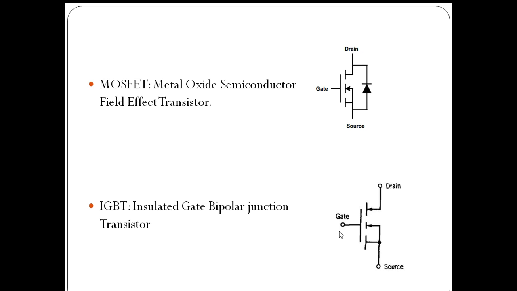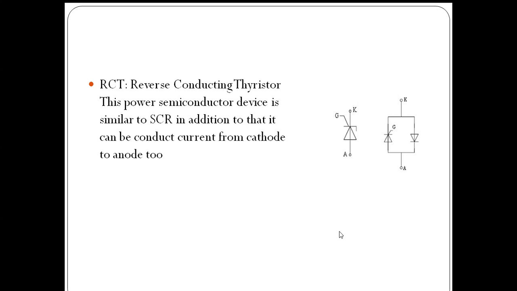Okay, now we'll switch over to the next one, RCT. RCT is also called reverse conducting thyristor. So the symbolic representation is like this: anode, cathode, gate. It can also be represented like this.